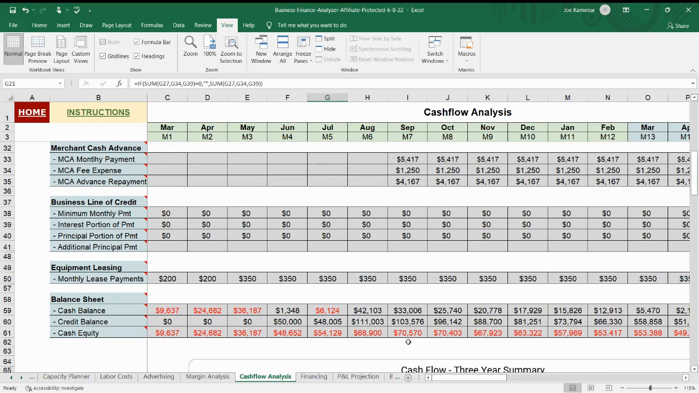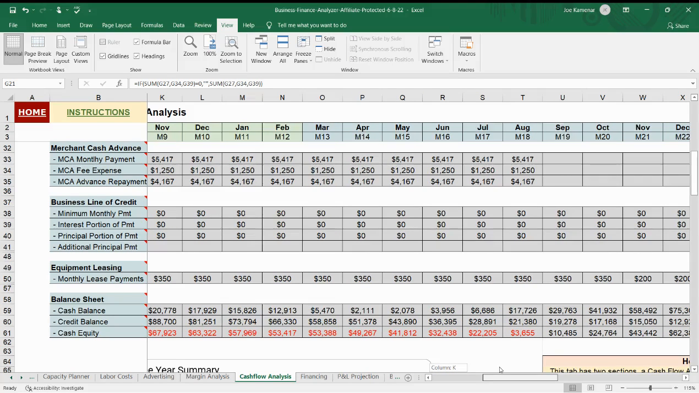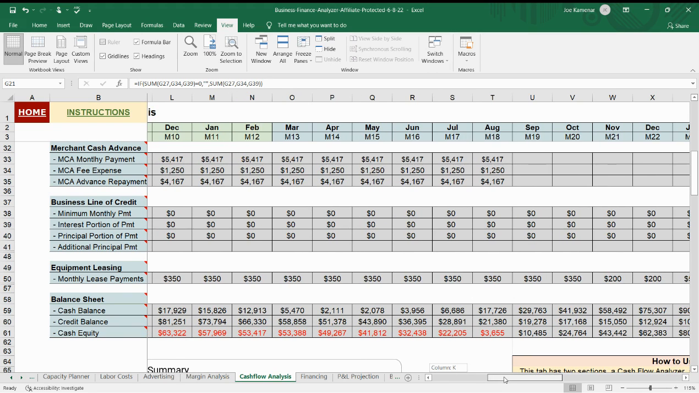So based on the scenario, you don't need to borrow any more money. In fact, you may get to the point where you can start paying some of this back. And if you look at cash equity, finally in month 19, you're at a $10,000 positive balance now. So that's good. That means you could start paying some of your other borrowed money back. Now, your cash advance is being paid regardless. That's a fixed amount coming out.